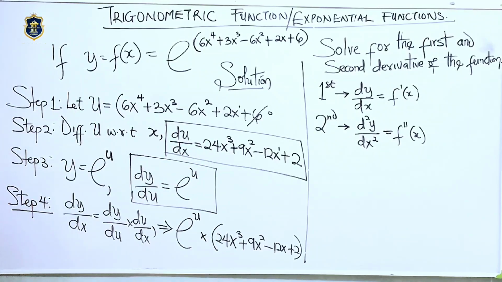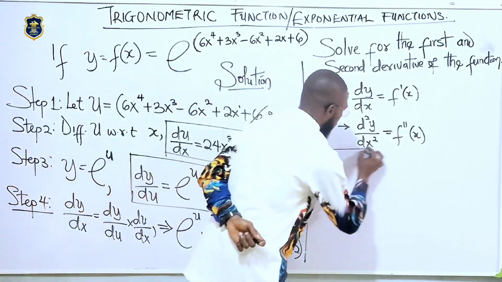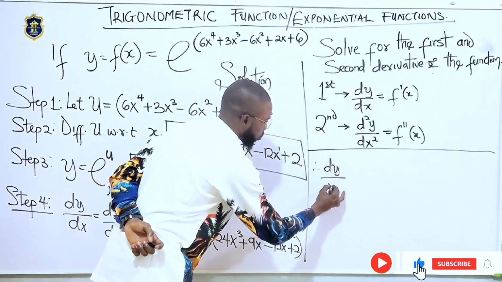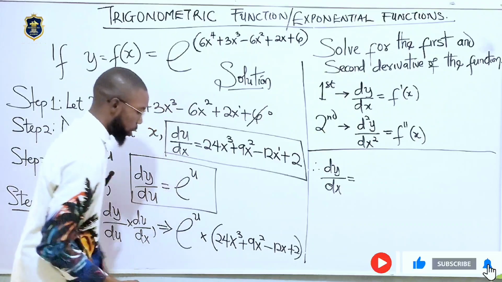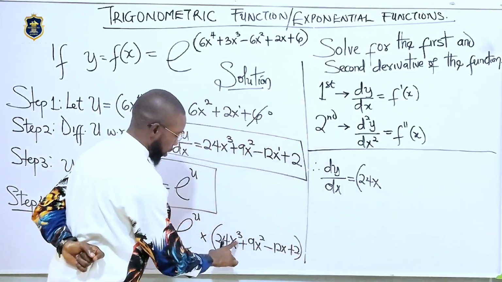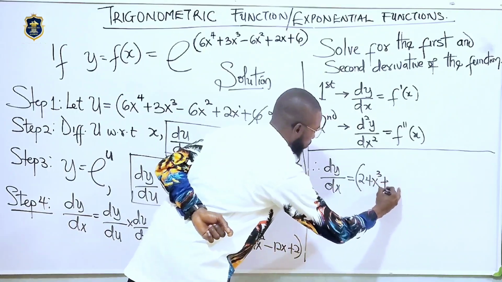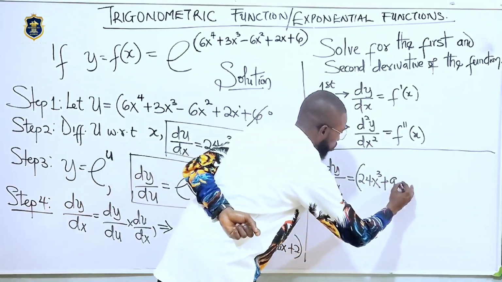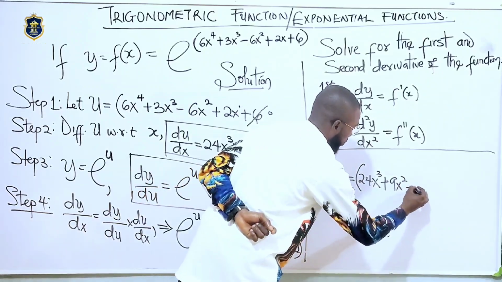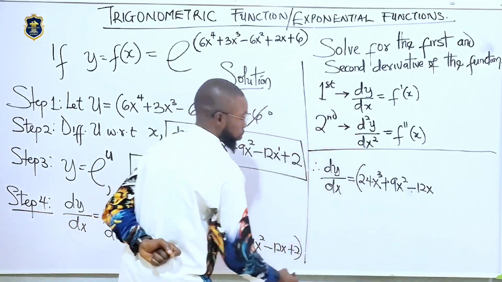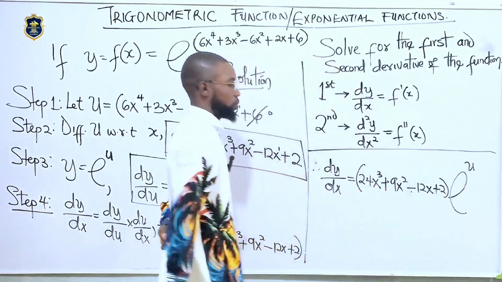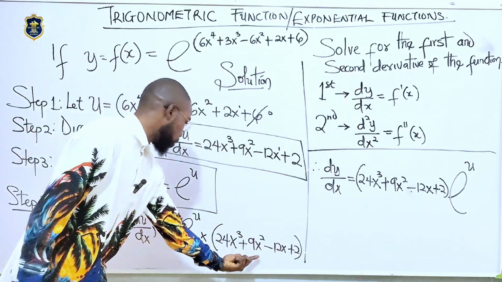But we rearrange, just rearrange so that we now have the answer dy over dx. Let's bring this one first: 24x raised to power 3 plus 9x raised to power 2, and then minus 12x, then plus 2, times e raised to the power of u. I just rearranged by bringing this one first.